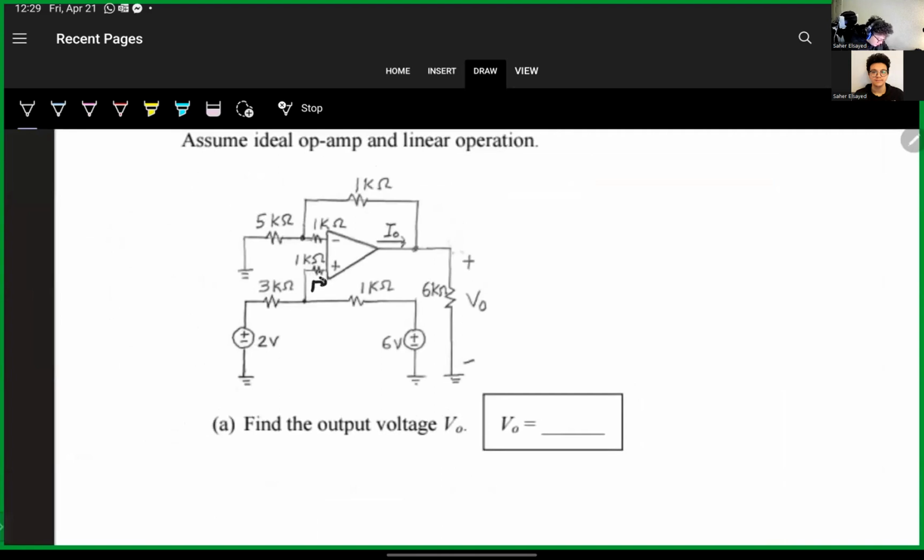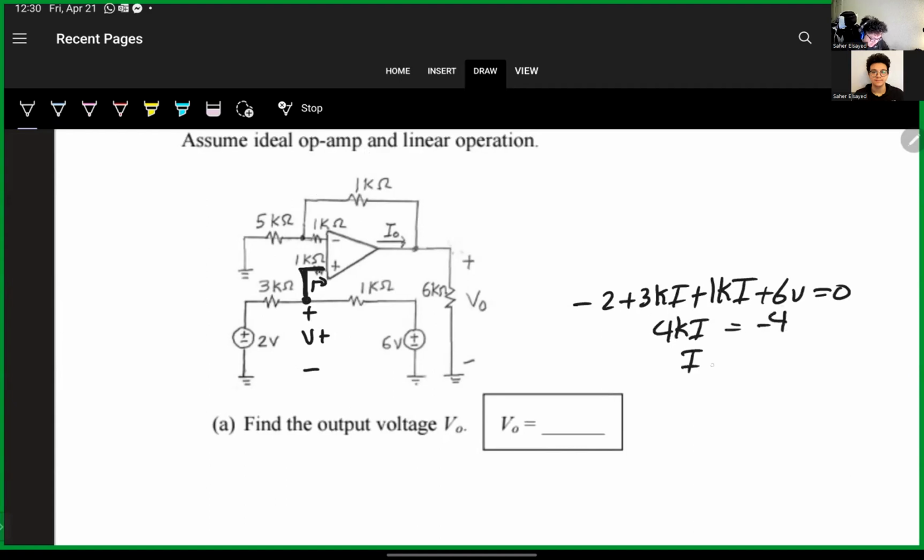There's no current here, which means this is short. So you have a voltage here. This is your V plus. Okay, V plus is from here. I guess V plus is plus here minus V plus. Okay, so you can do some sort of small KVLs. So -2 plus 3K I, 3K I plus 1K I plus 6 volt is equal to 0. So you have 4K I, this plus this is 4, equal to -4, I is -1 amp.